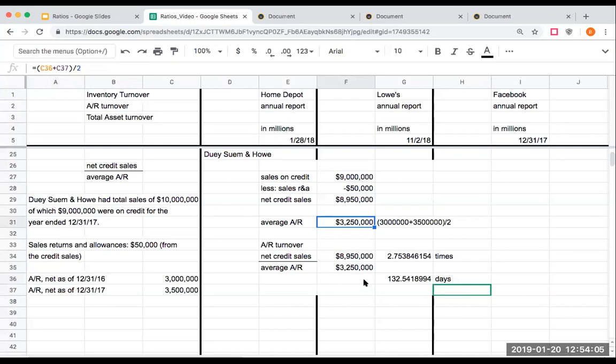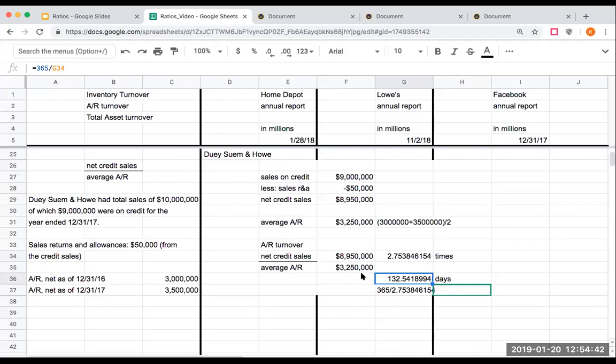So to compute my accounts receivable turnover ratio, I'm going to have here my net credit sales of 8.95 million. My average accounts receivable is 3.25 million. So my accounts receivable turnover ratio is 2.75 times. Now, in terms of the number of days, if I take 365 divided by 2.753846154, I'm going to get 132 days. Is that a problem? It's a huge problem.